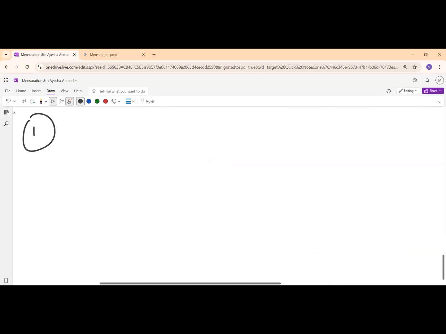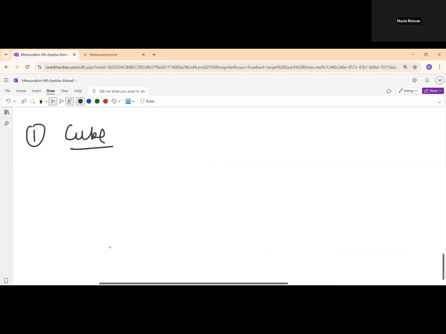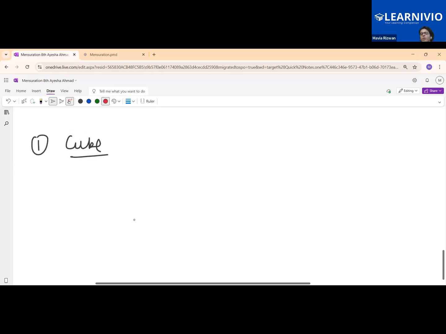First is a cuboid. But let's start with the cube first. Cube. Aisha, what is a cube? A cube is nothing but a 3D square. A square which is 3D.